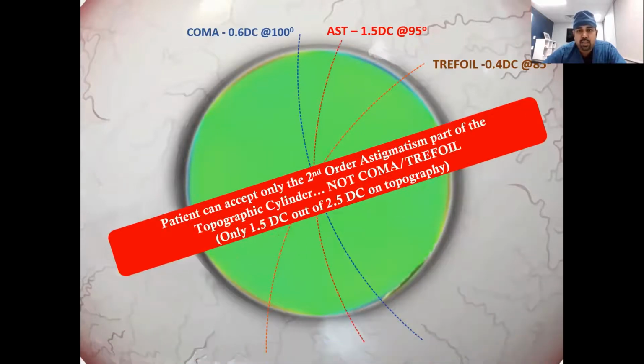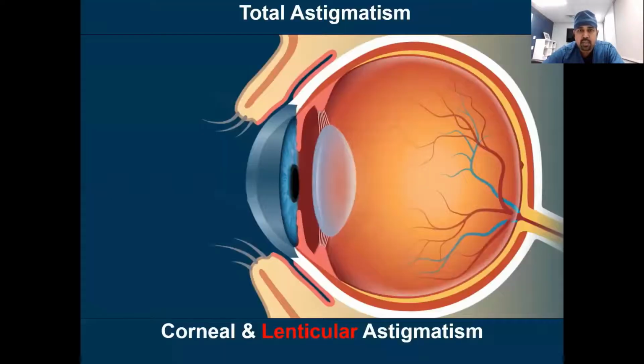So out of this total of say 2.5, the patient will actually accept on refraction only 1.5 diopters of cylinder, because that is the actual astigmatism, or the second order astigmatism, which is contributing to the cylinder. The remaining aberrations are not accepted by the patient in his glasses, and he would need either a hard contact lens or a scleral lens for the other aberrations to be neutralized. So this is important to understand.